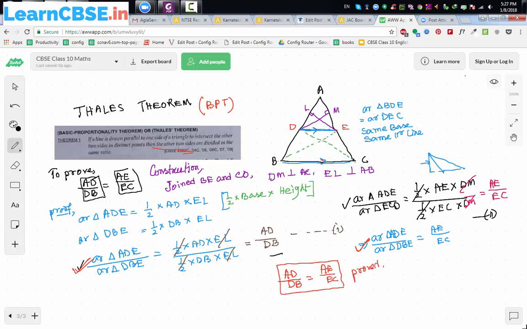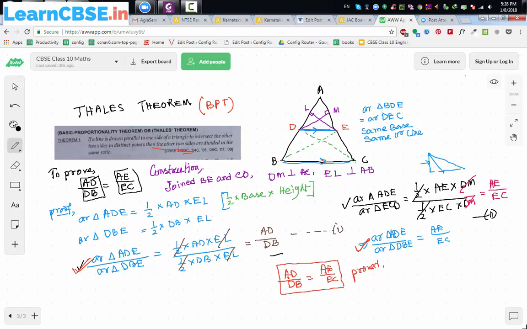Now, that was the Thales theorem, or basic proportionality theorem, the BPT theorem, which says if I have a triangle and I draw one line parallel to one of the sides of the triangle, intersecting the other two sides in two distinct points, it will divide the other two sides in the same ratio. Now let's try to use this Thales theorem in more useful ways.